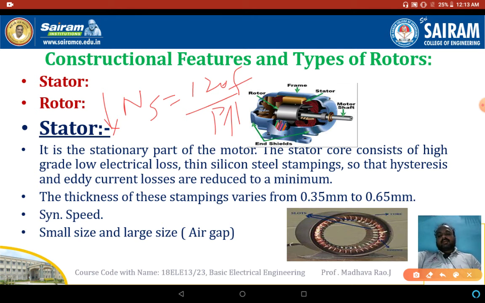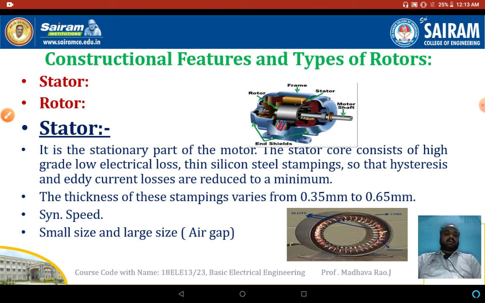Next, small size and large size motors: the air gap varies. For small size motors, the air gap varies from 0.5 mm to 1 mm, and for large size motors it varies from 1 mm to 3 mm, right? So due to the size of the motor, the air gap should vary. The magnetic flux is stored in the air gap. That's why the air gap is also one consideration in an induction motor.